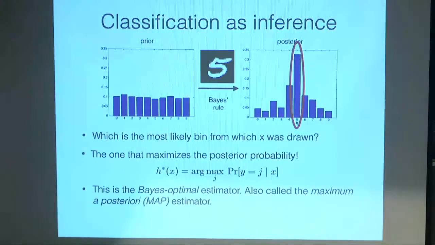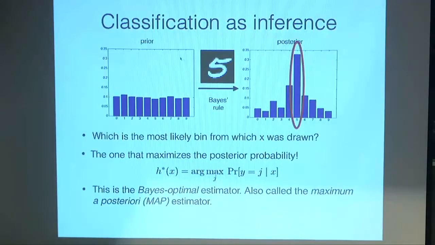And in general, we have this framework where given an observation X, for every possible class, we compute this updated distribution, this posterior probability, and we choose the class that maximizes that, and we call that H of X. This is called the Bayes optimal estimator because we computed this using Bayes' rule, and we can show theoretically under some assumptions that this is the optimal thing you can do. This is also called the maximum a posteriori estimator, or MAP estimator, because we obtain this by maximizing the posterior distribution.